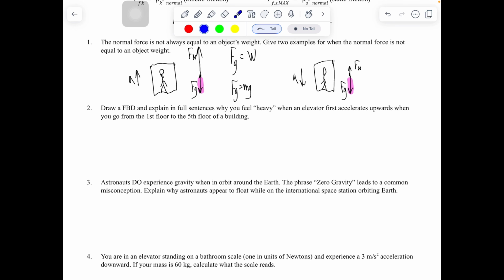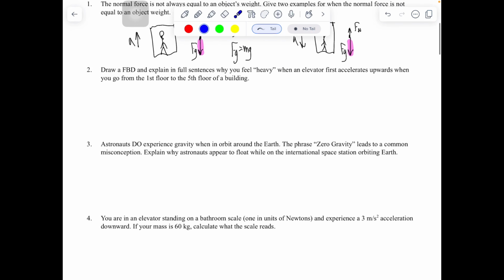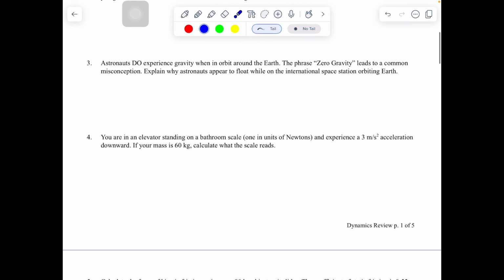This even ties back to our talk about astronauts and their sense of weightlessness. They still have weight. They still have a force of gravity acting on them from the Earth, but they're no longer really touching a surface. There's no normal force. They're continuously falling. If there's no normal force, they feel weightless rather than they are weightless. Astronauts do experience gravity when in orbit around the Earth. The phrase zero gravity leads to a common misconception.